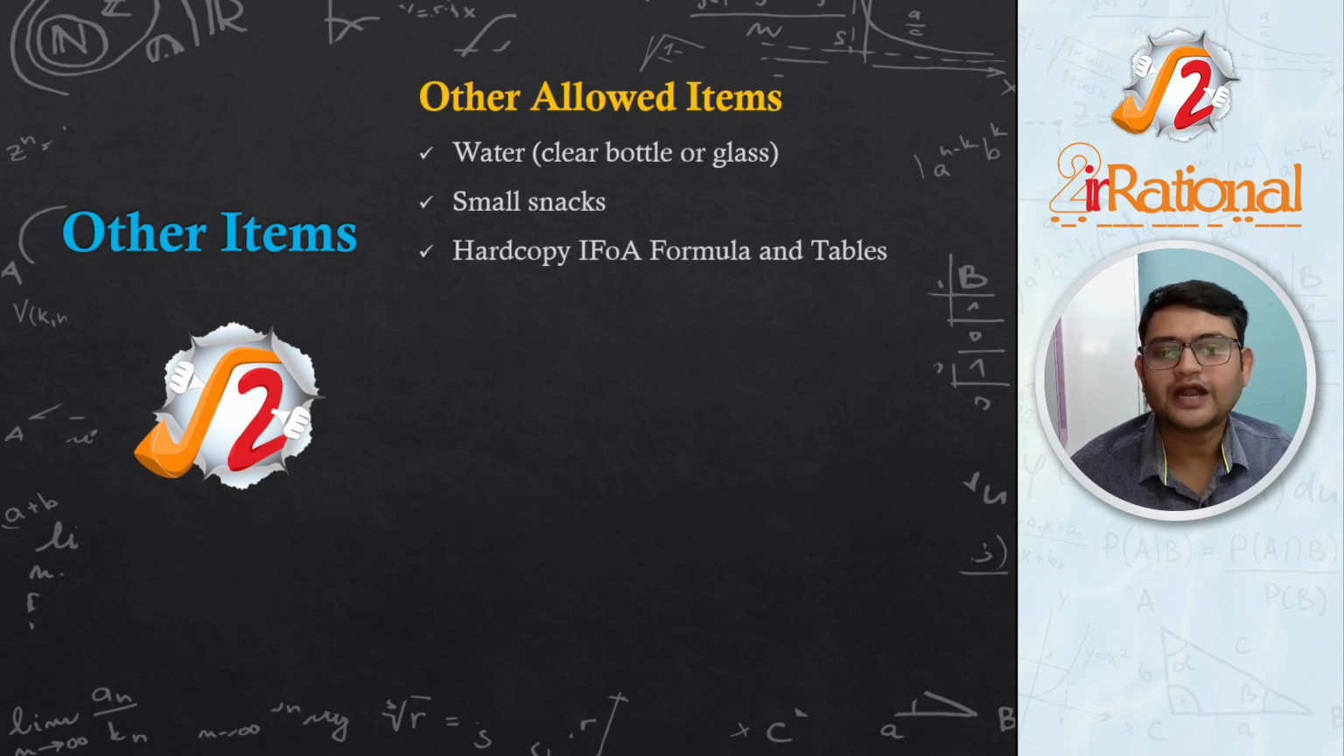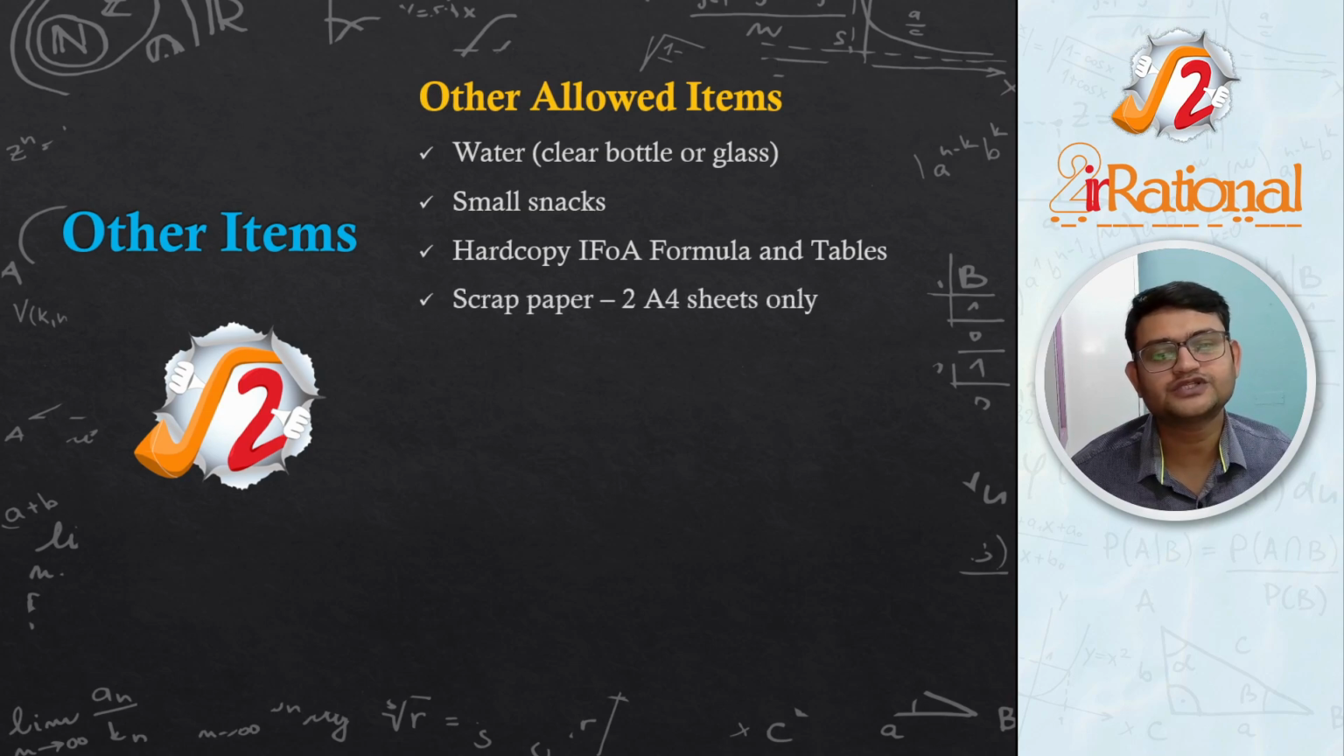You can keep the hard copy of the IFoA formula table book. You can also keep that formula table book in a soft copy in your computer to access during the examination. You can have 2 A4 size scrap papers that you can use for rough work during your examination, but they should be blank before the examination.